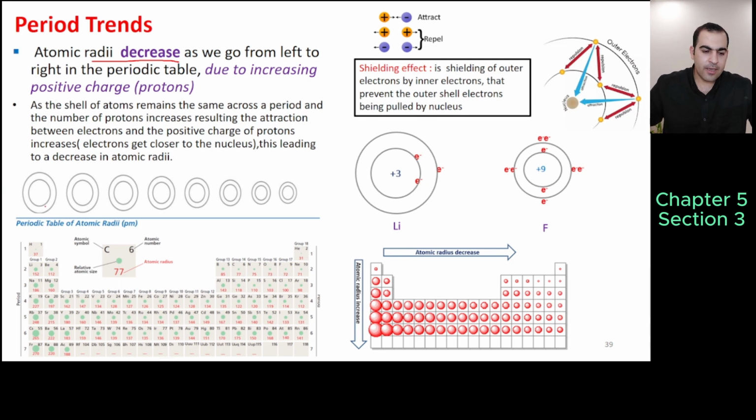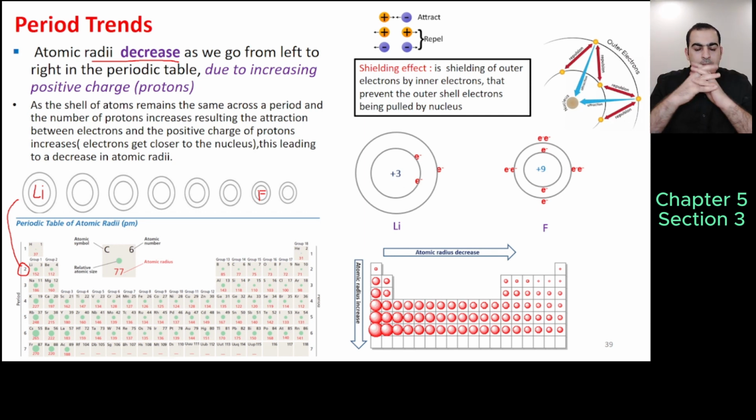Look, let's take period 2. In period 2, we have 8 elements: lithium, beryllium, boron, carbon, nitrogen, oxygen, fluorine, and neon. This is period 2. This is lithium, and beryllium, boron, carbon, nitrogen, this is fluorine. What do you see? Look, as we go from left to right, the size decreases.